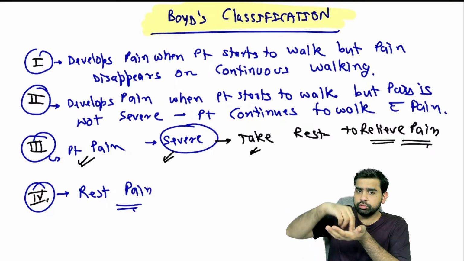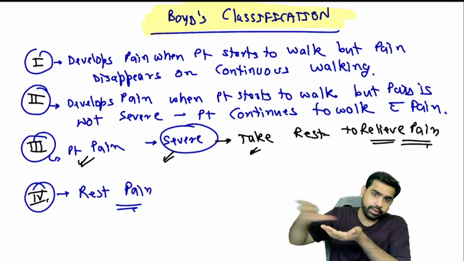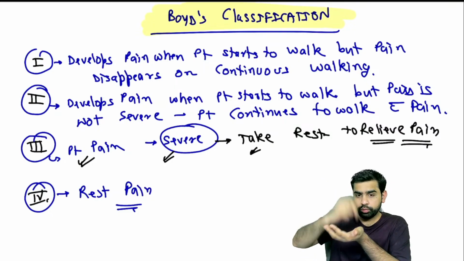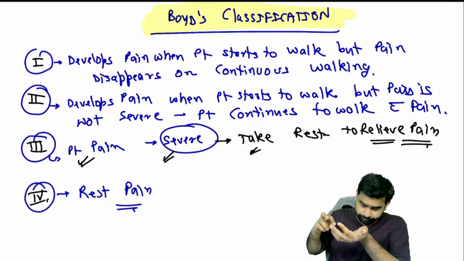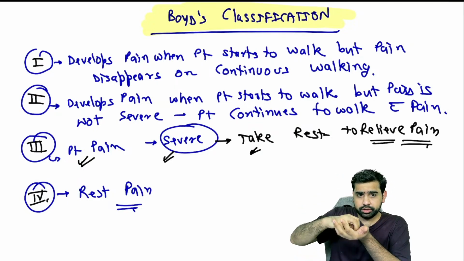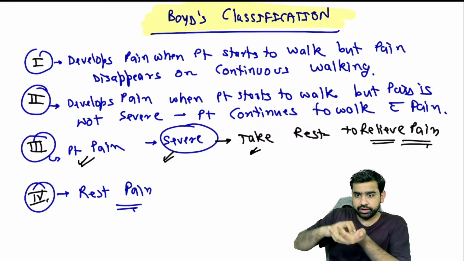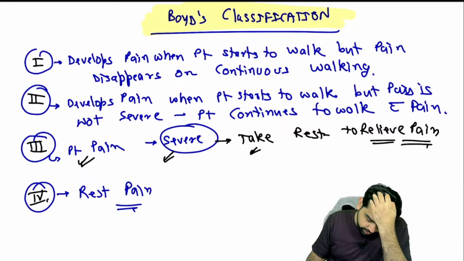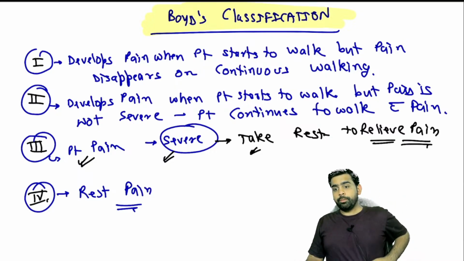When the patient starts to walk, the patient develops pain. When the patient continues to walk, the pain basically disappears. Boyd's type 1. The patient starts to walk, develops pain, and the pain is not that severe, so the patient continues to walk with pain. Boyd's type 2. Boyd's type 3: the patient starts to walk, gets pain which is severe, and has to take rest in order to relieve that pain. And 4 is basically rest pain. So this is what you need to understand about the Boyd's classification.